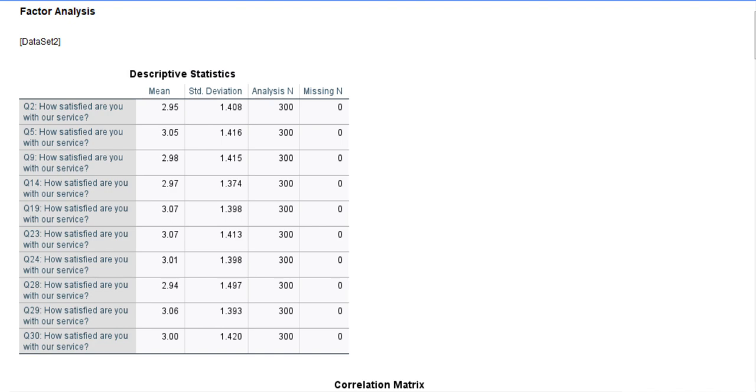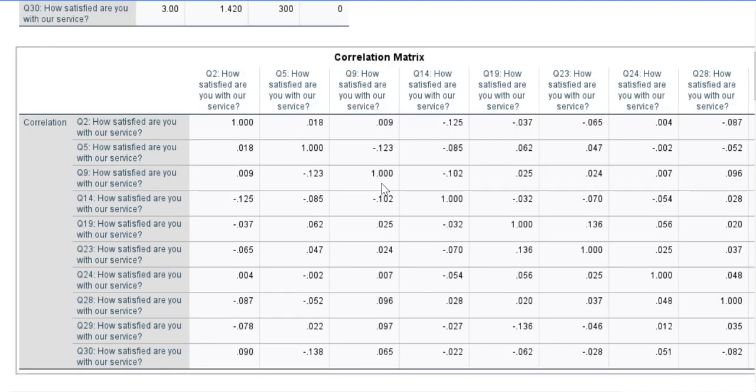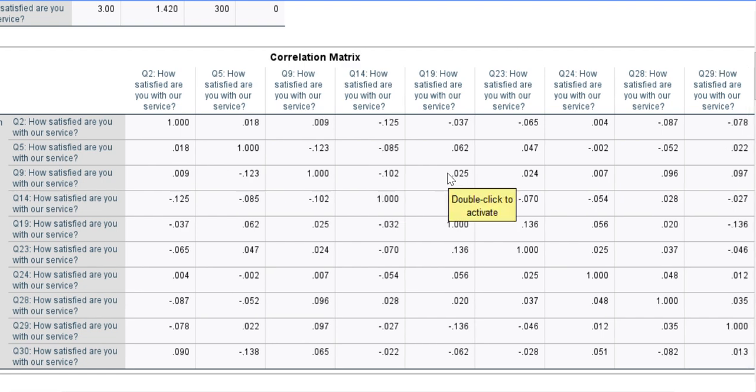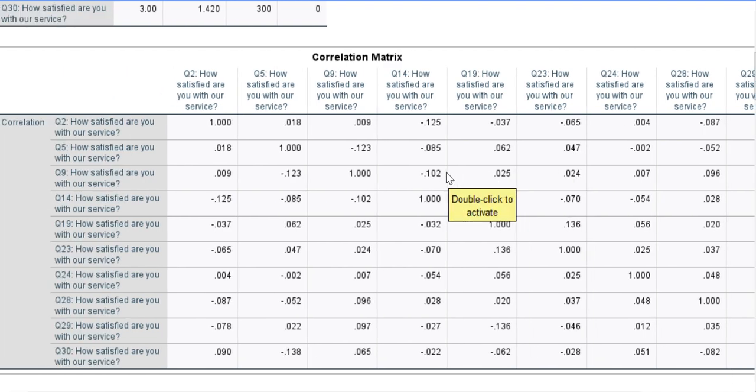Starting with descriptive statistics, we see that the analysis sample size, or total cases, is 300, which is sufficient to give us credibility for this type of test. Looking at the mean and standard deviation, we see that the numbers are fairly consistent across the different questions. Looking at the correlation matrix, we can see that there's linearity between the variables.